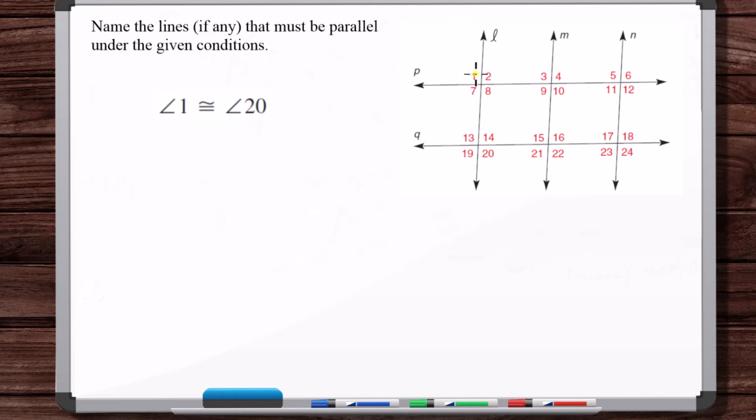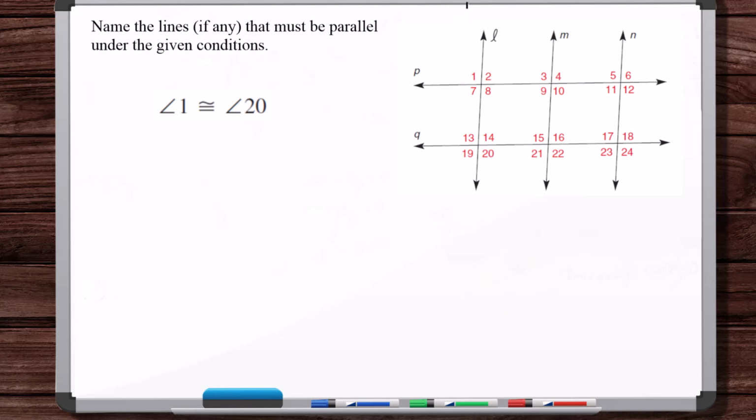So the way you approach this is you state, okay, what lines are involved in creating angle 1, and then you state what lines are involved in creating angle 20. So with angle 1, lines P and L are involved, and with angle 20, lines Q and L. So what you noticed is that there's a common line there, line L. That means L must be the transversal, right?